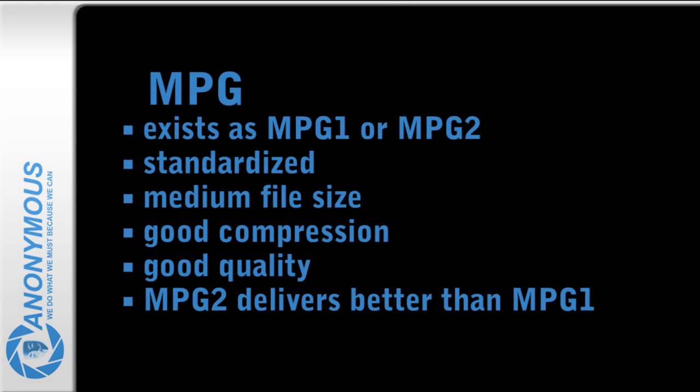First, we will look at the major container types or file formats. MPG. There are two versions, MPG-1 and MPG-2. It is a standardized format. It uses a medium file size and possesses a good compression, which delivers a good quality. Naturally, MPG-2 delivers a better quality than MPG-1.